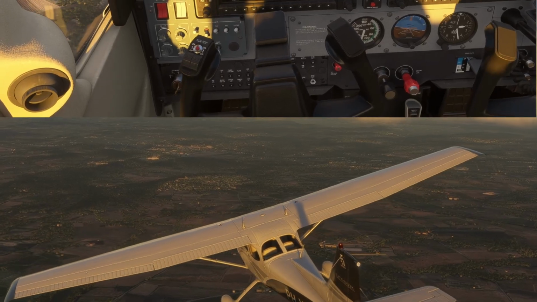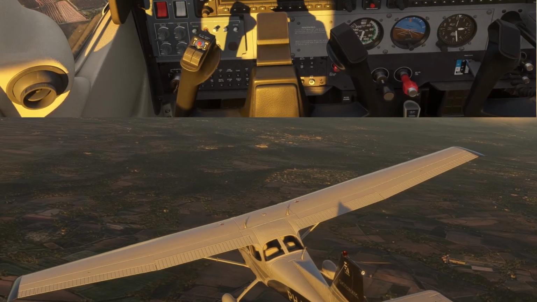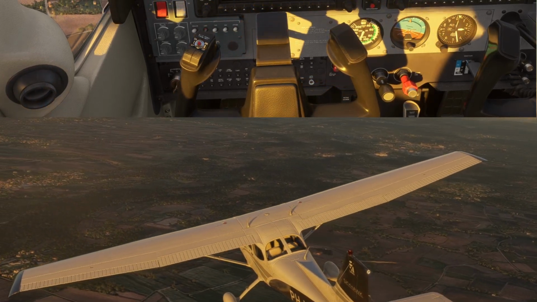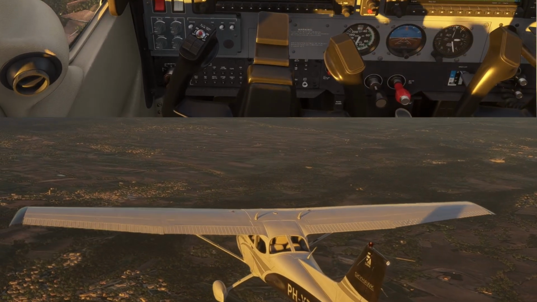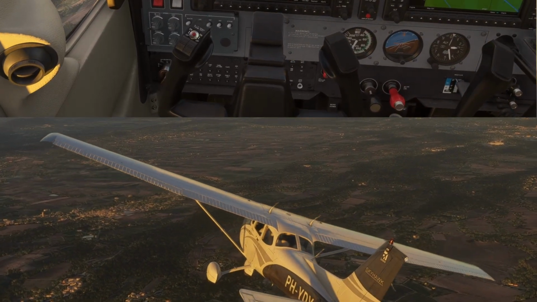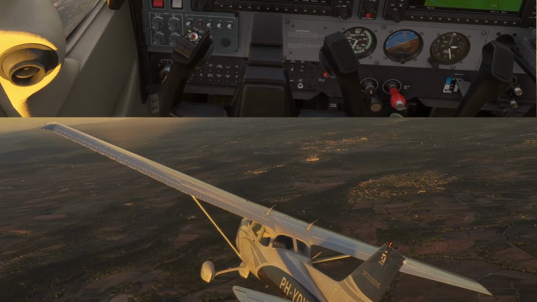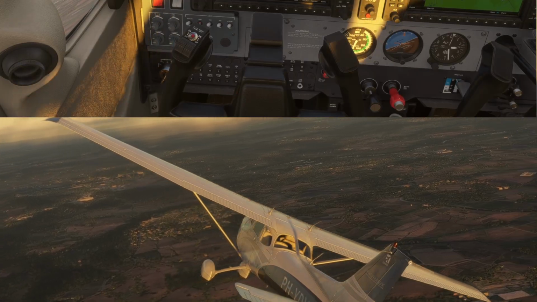I'm currently cruising at 2500 feet. Watch the wingtips as I bank. Notice that they move in opposite directions. This is called differential displacement. In Microsoft Flight Simulator, the physics engine calculates this air pressure in real time. If I hold a bank angle, the plane will continue to turn in that direction. To level out, I have to apply the opposite aileron until the wings are horizontal again.